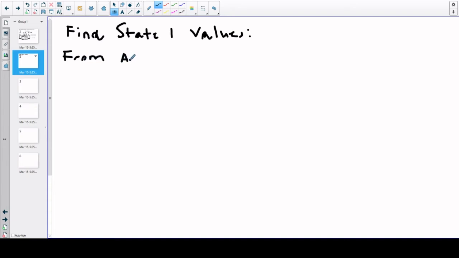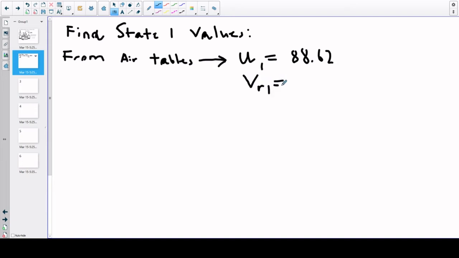From the tables, I think for this problem it's in English units, so let me pull open the book. I'm trying to find the table to use here, but it's from the air tables. This is table A22E in your textbook, and that's what we'll be using for this problem. Once you use the table, you can get U1 to be 88.62 BTUs per pound, and VR1 to be 158.58.